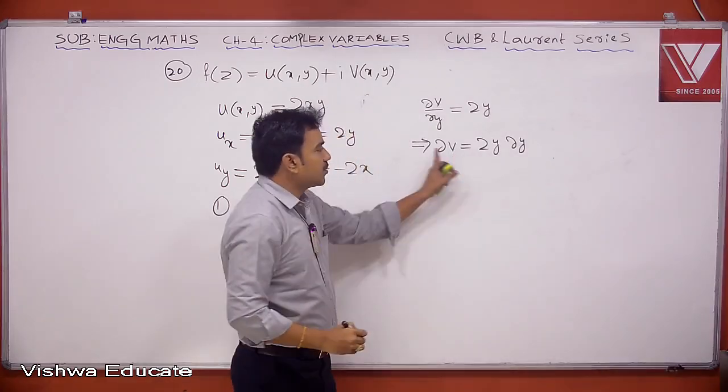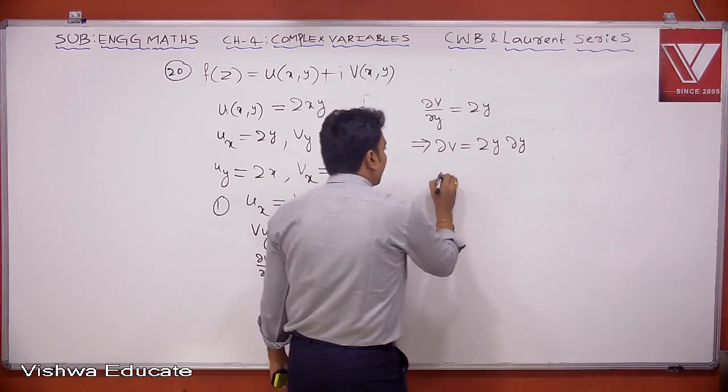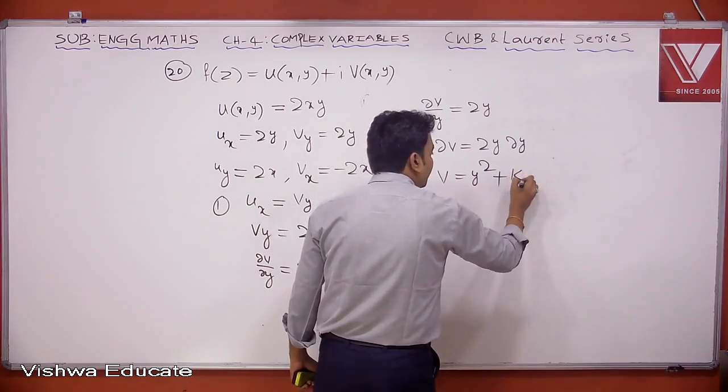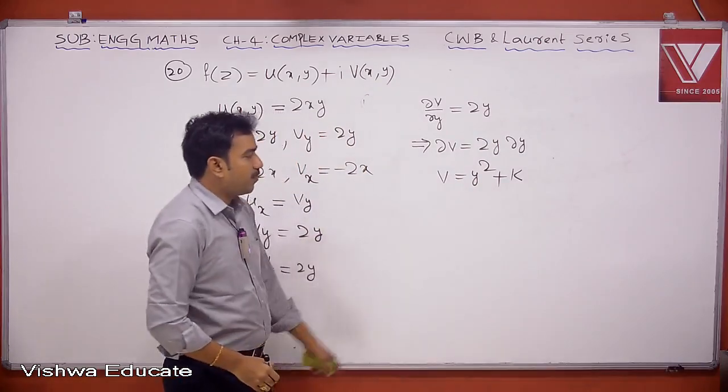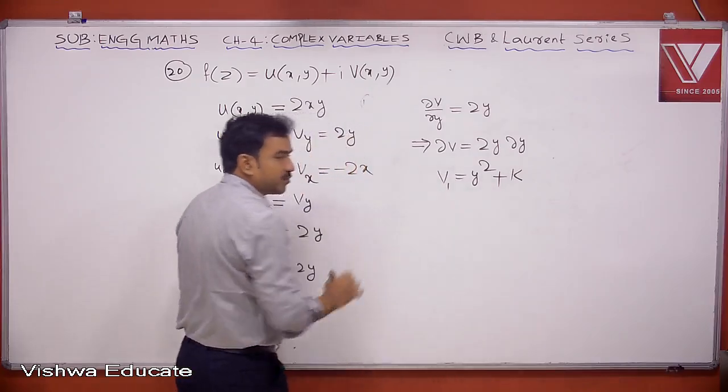Now v variables are one side, y variables are one side. Apply integration on both sides, you will get v equal to y square plus some constant k. So this I call it as v1 expression.